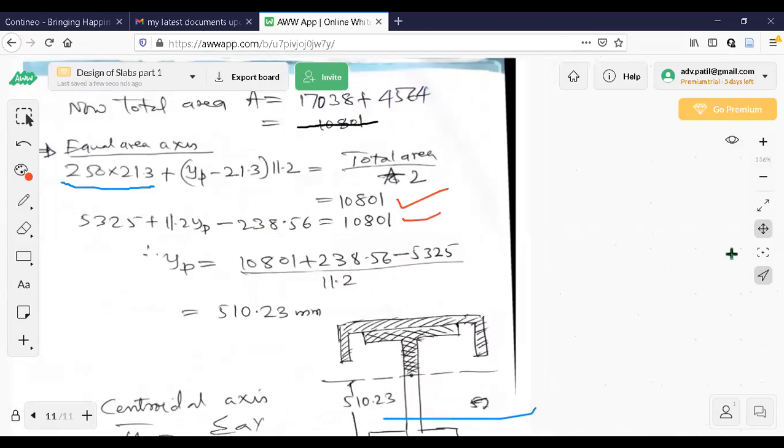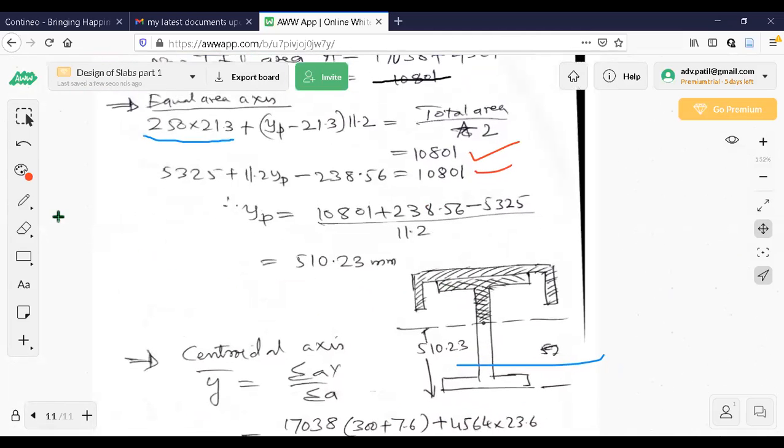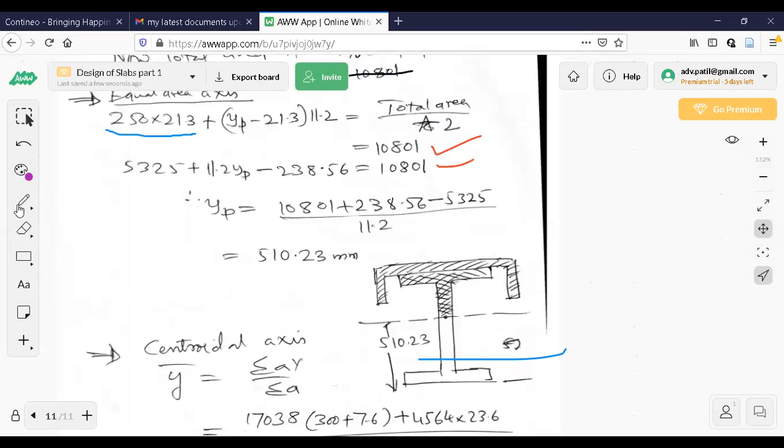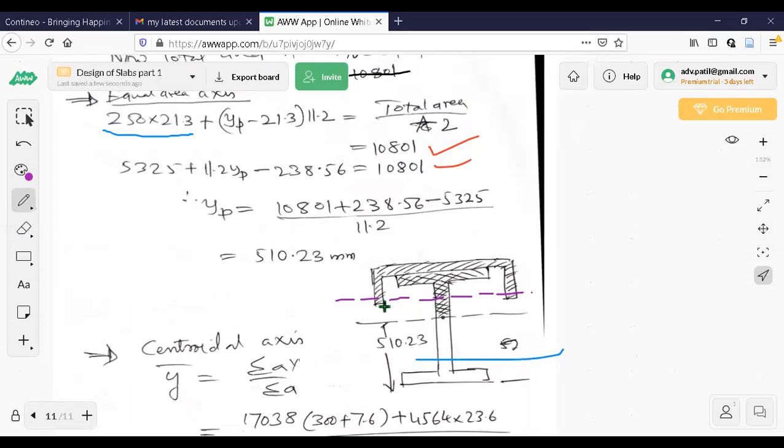510.23. So when you solve the problem, one important observation that you should check here is whether the height has gone like this or what. It will happen sometimes. Whether a small part of this channel section has come here, below the equal area axis line, a small portion on either side. In some problems it will happen, it will be below this line.